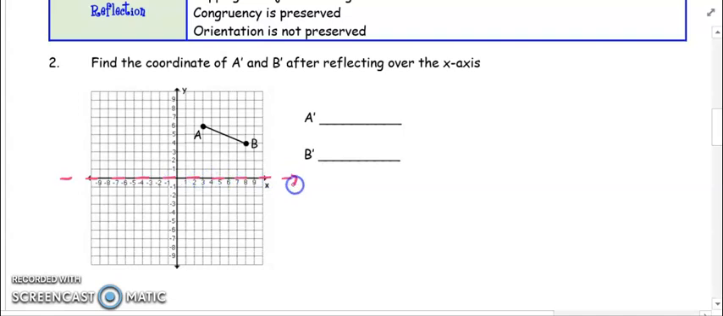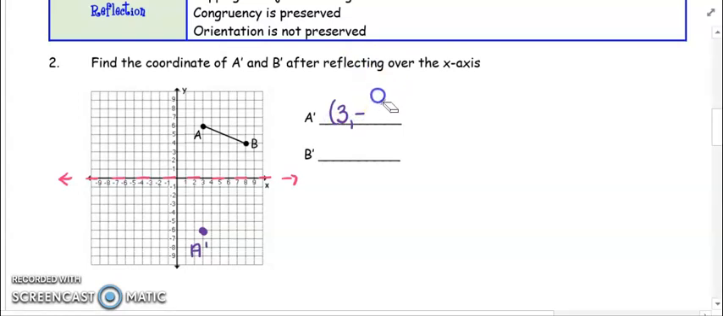on the x-axis. And to reflect, all we have to do is count how far away that point is from the line of reflection. If I start with A, it is 1, 2, 3, 4, 5, 6 up, which means I've got to go 6 down. 1, 2, 3, 4, 5, 6 down, and I have A prime. My new coordinate here is (3, -6).